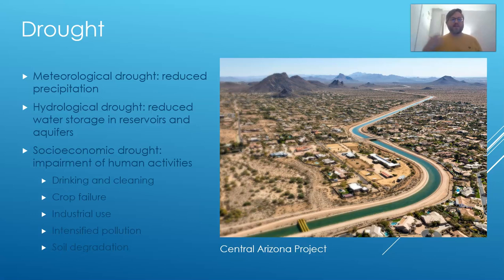So we can first talk about a meteorological drought. So meteorology is the study of weather. So a meteorological drought means reduced precipitation. It hasn't been raining or snowing as much as usual.